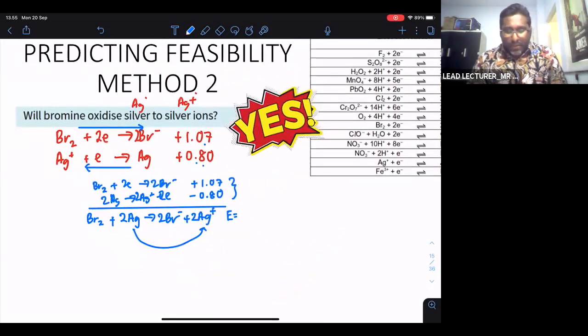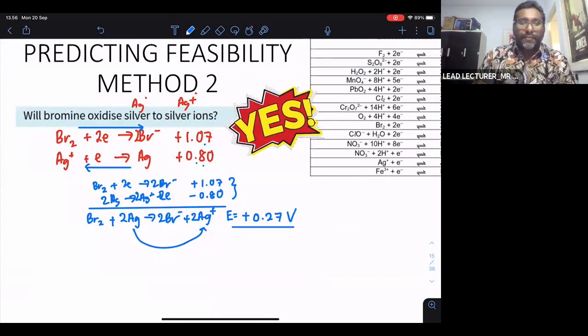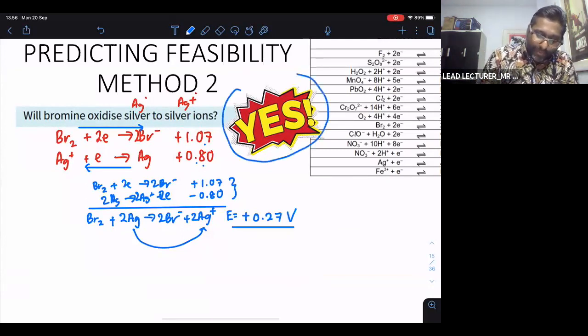When you add 1.07 minus 0.80, if you have a positive value, then the reaction is feasible. If you have a negative value, then the reaction is non-feasible. Let's say I calculate, it's going to be 1.07 minus 0.8, and it's going to be a positive 0.27. Because this is positive, therefore this can happen.